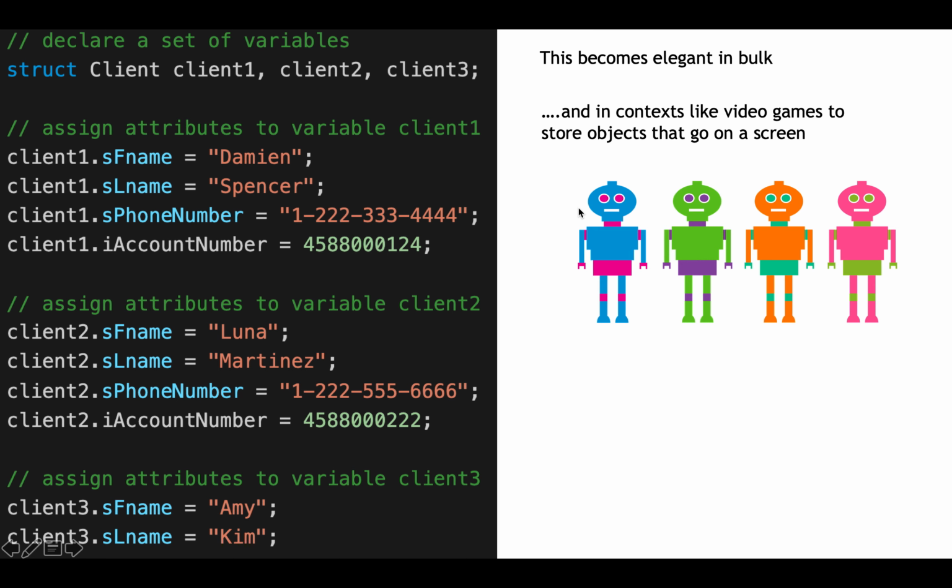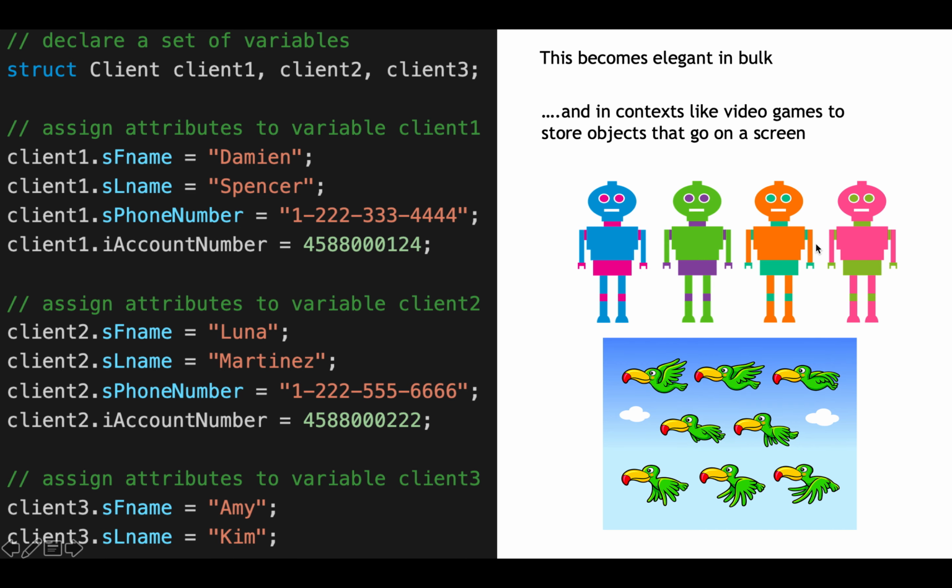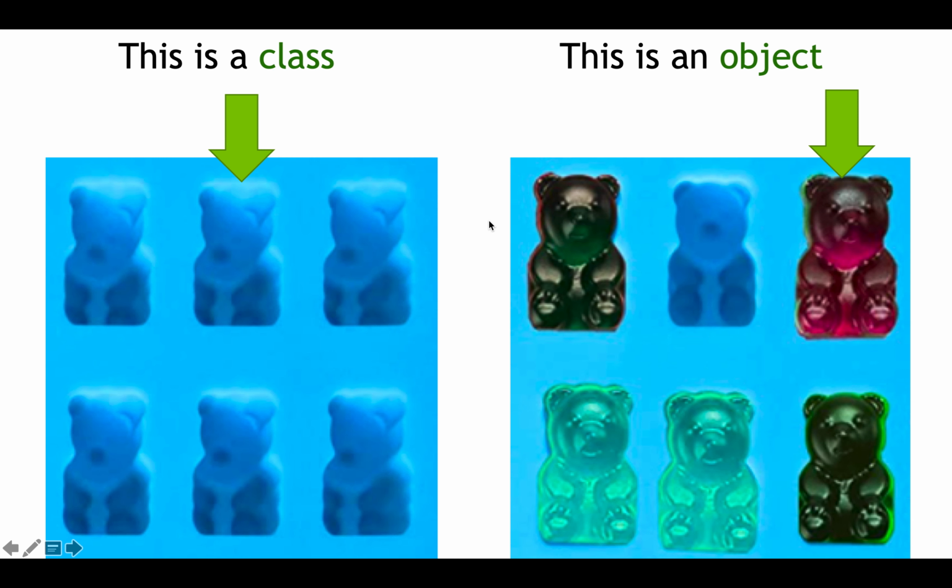So imagine, for example, that you had a bunch of different robots in a video game. Wouldn't it be nice if you just set up some template for what a robot is supposed to be like, and then you set some individual characteristics that sets them apart? Or here's another one. Maybe you had a video game that had a bunch of birds in it. It'd be nice if you could just have a bunch of different variables that represent different birds, and then you could set some different properties about each of them.